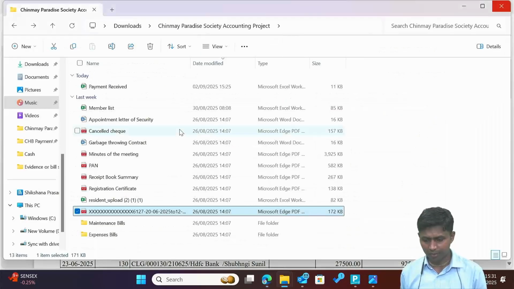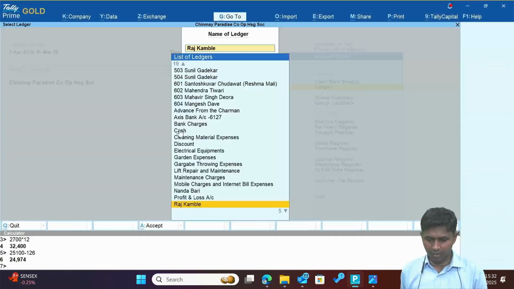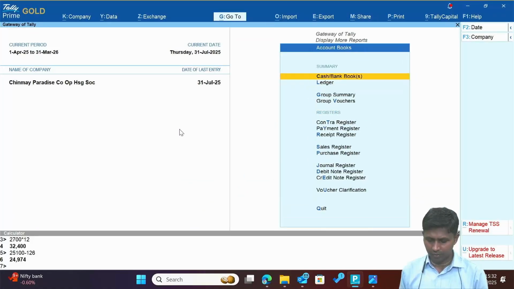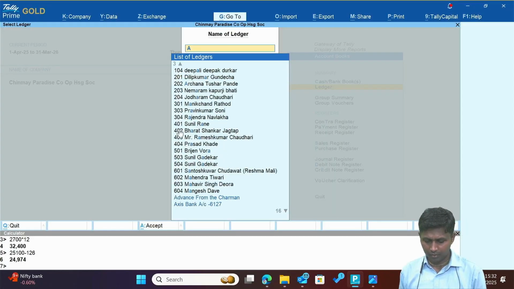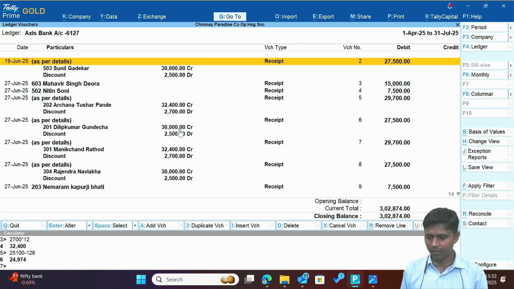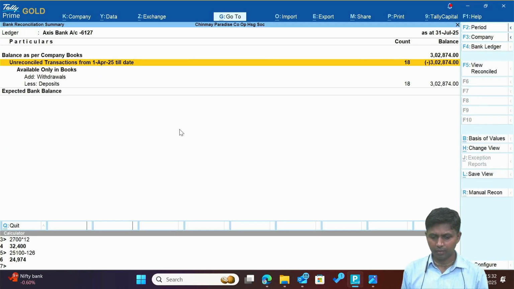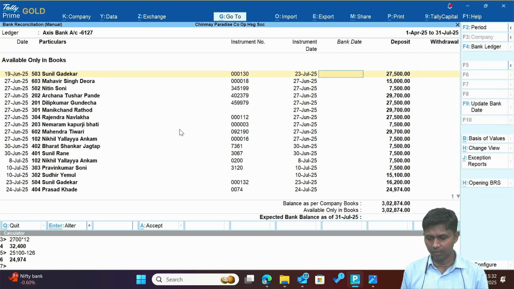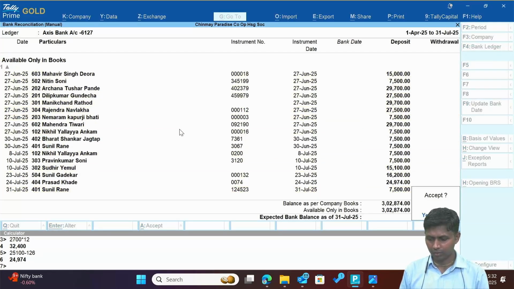Open the bank statement. From Tally, also open the bank and do the reconciliation. Type your bank name, change the period or nullify the period, and then say Alt R, reconcile. And then you will get unreconciled transactions. Again say Alt R. You'll get the whole list of the transactions. Okay.